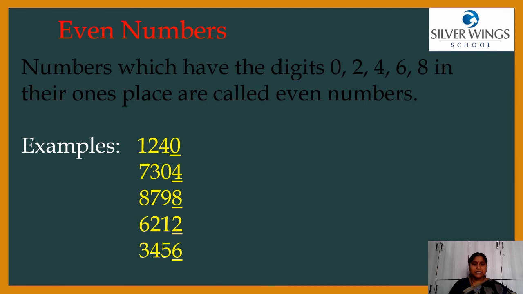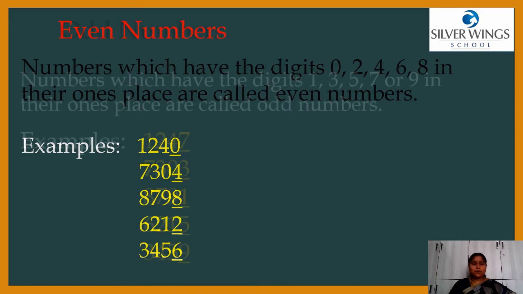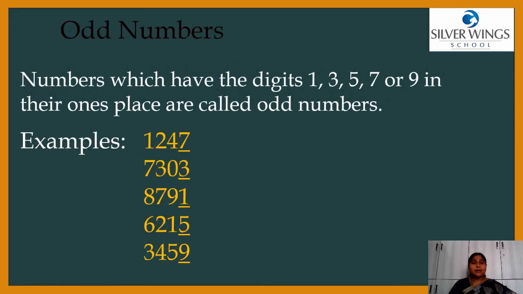Some 4-digit even numbers. This is very easy, beta. You should check only the ones place. If in that ones place there is 0, 2, 4, 6 or 8, then those numbers are even numbers. Next, what are odd numbers?